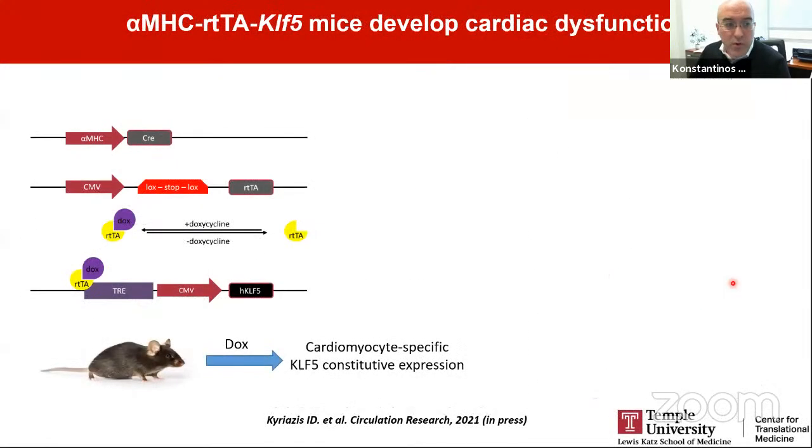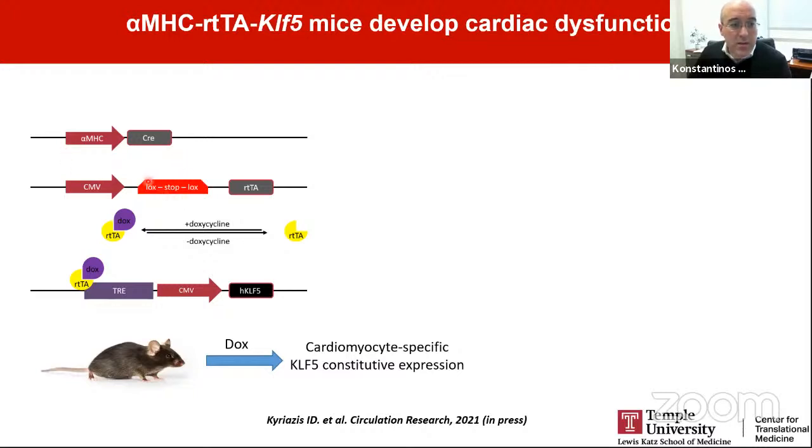The second approach to prove this was that we generated an inducible cardiomyocyte-specific KLF5 constitutively expressing mouse. So I will explain how we did that. We got mice that have rtTA controlled by a constitutively active promoter that has a stop cassette in between. And this stop cassette can be excised when the mice are crossed with mice that express Cre in certain cell types.